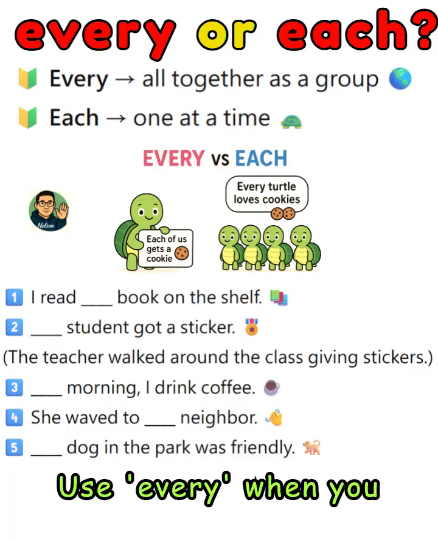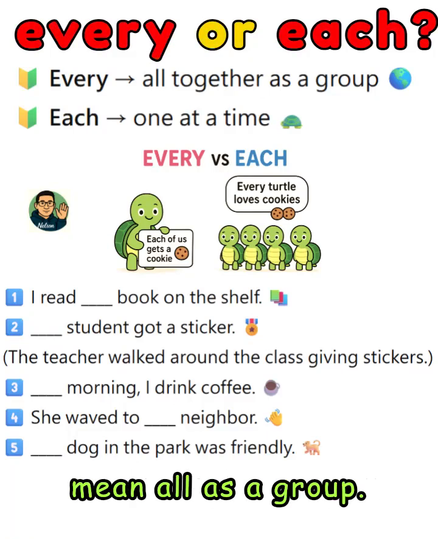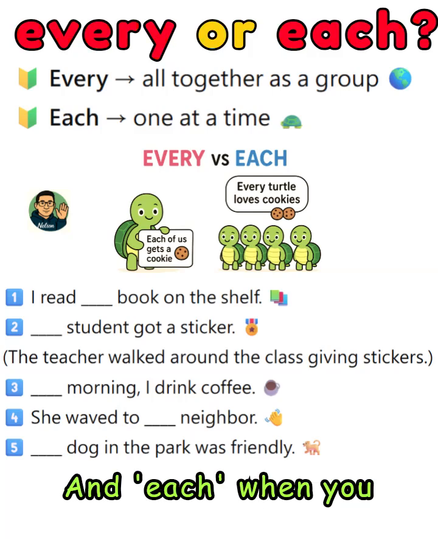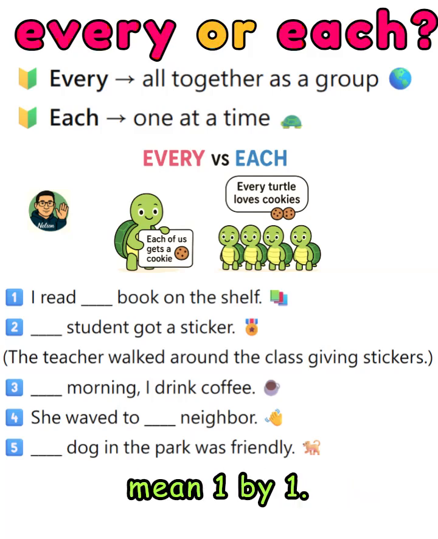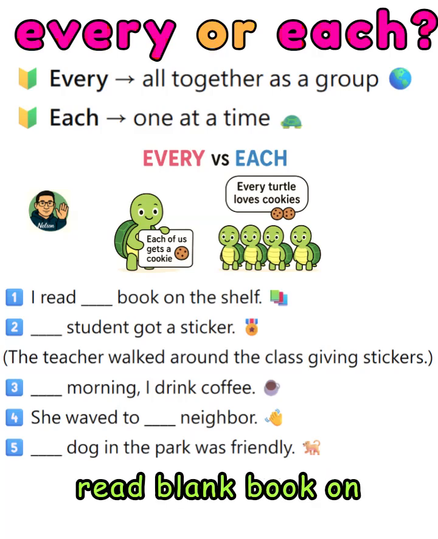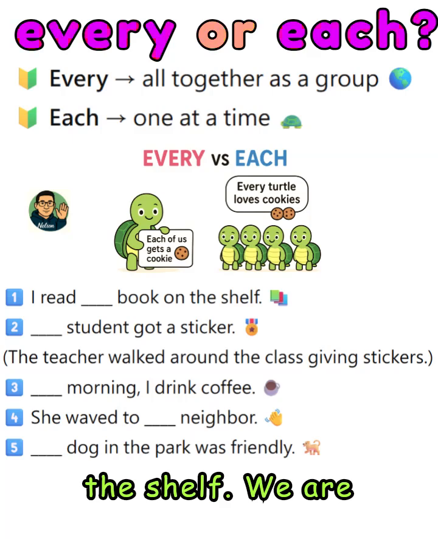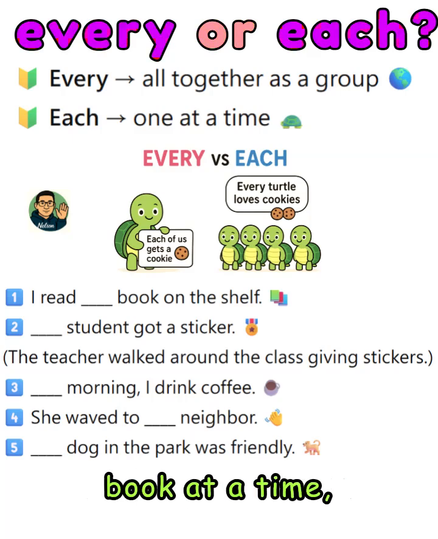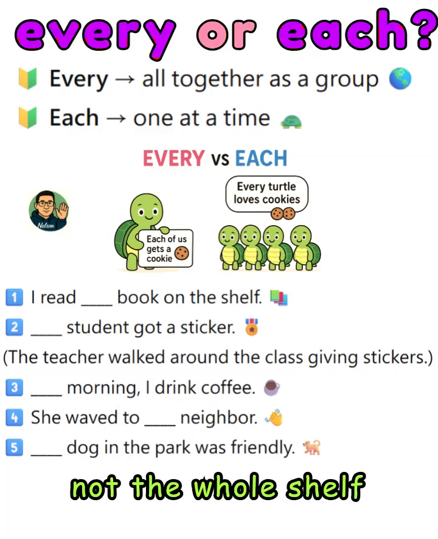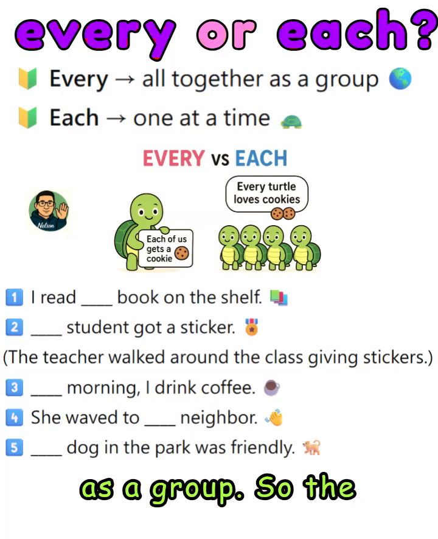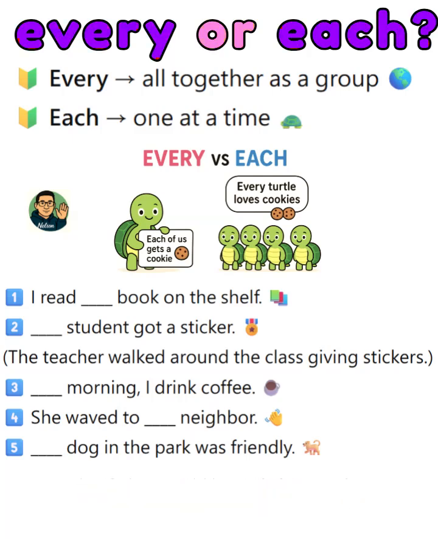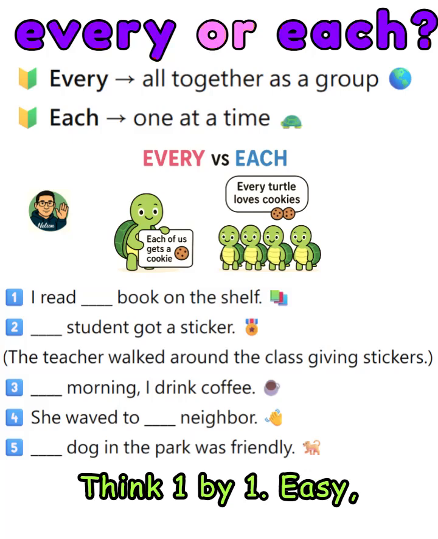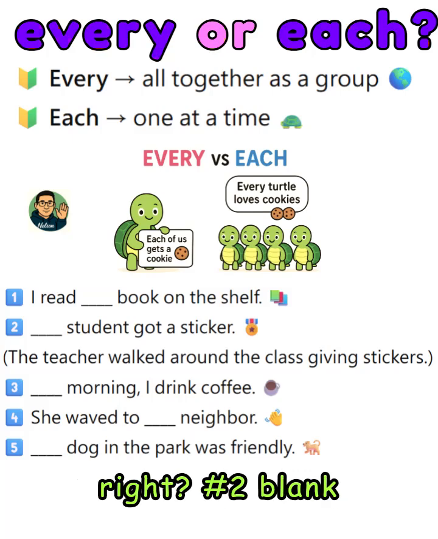Use every when you mean all as a group, and each when you mean one by one. Number one, I read blank book on the shelf. We are talking about one book at a time, not a whole shelf as a group. So the answer is each. Think one by one. Easy, right?